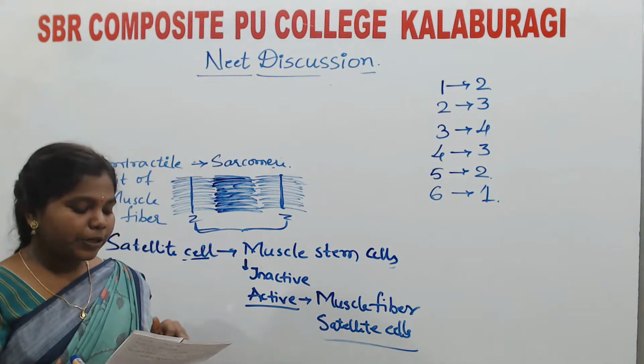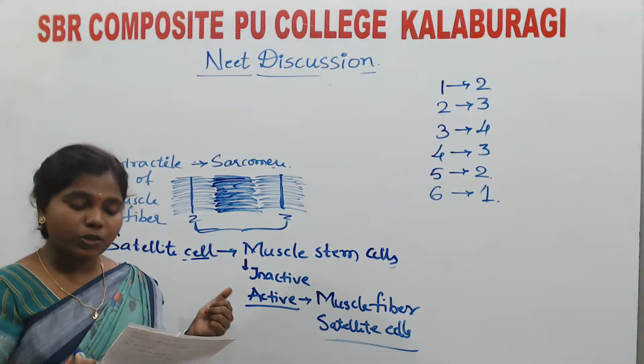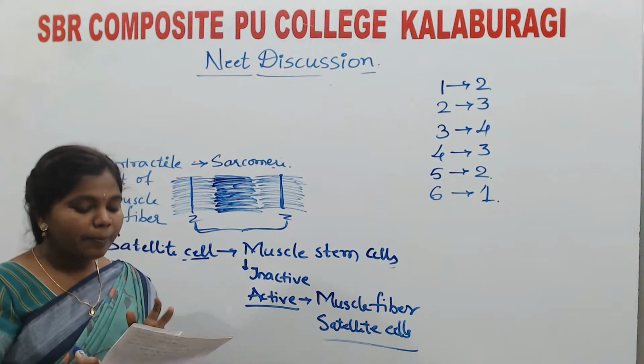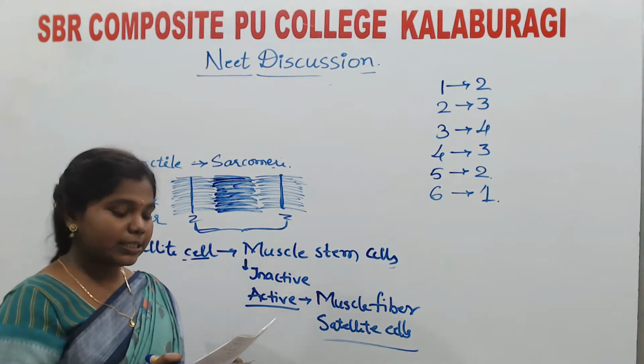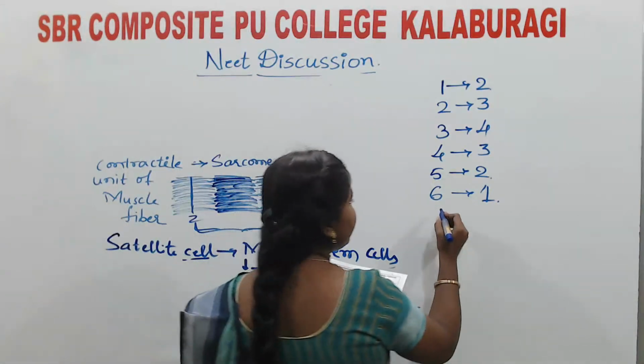So going through the options, the first option, sarcomere, is not the correct answer. The second, parasites, is also not the correct answer. The third option, satellite cells, is the correct option for the seventh question.